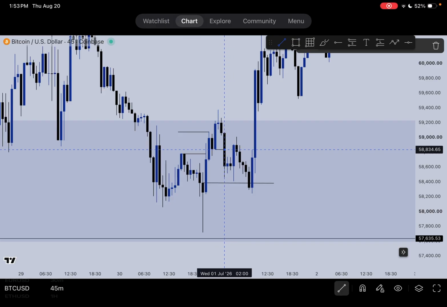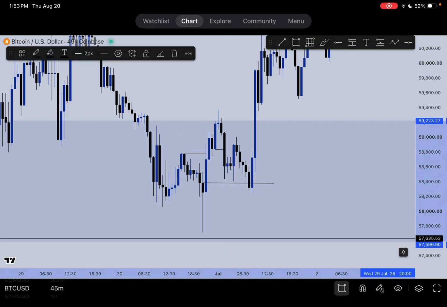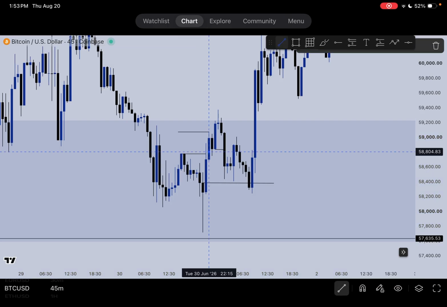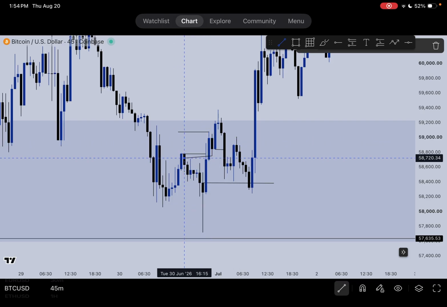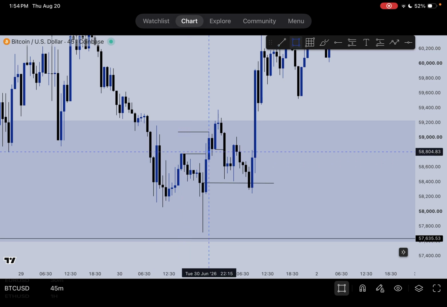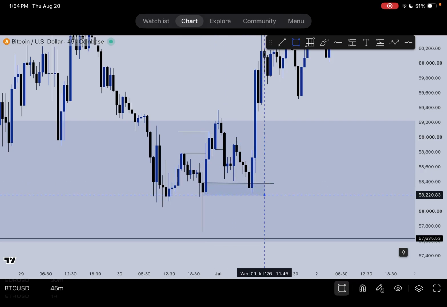But what you should look at is that this one actually came down to mitigate our breaker block, making this our breaker block invalid. Despite the fact that this is not our inducement, the fact that the candle came down to mitigate it means we cannot use this particular zone. So this is the zone we'll be using, our other block, the body of the candle.